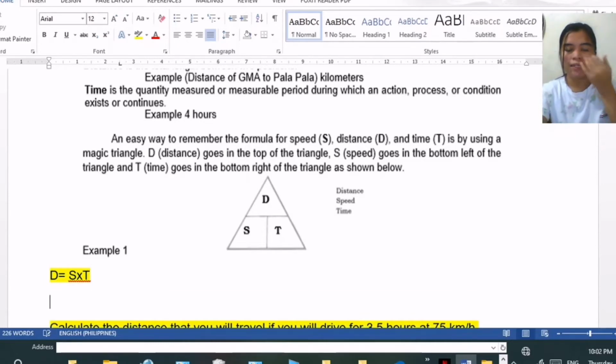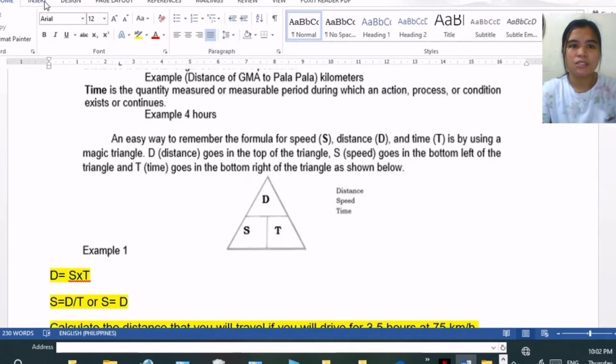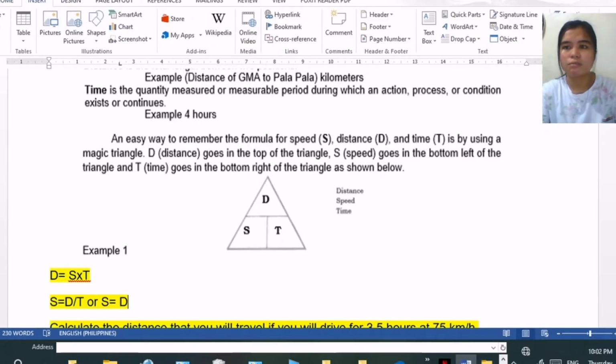Okay po. And then, kapag naman speed ang hinahanap, ang formula kapag hinahanap yung speed, dahil ang speed ay nasa baba, you are going to divide distance by time. Kasi di ba po, tingnan nyo, yung D nasa taas, yung T nasa baba. Kaya parang divide lang siya. Pwede nyo isulat as D divided by time, or pwede namang isulat nyo yan as S equals D, and then let's insert a division symbol.